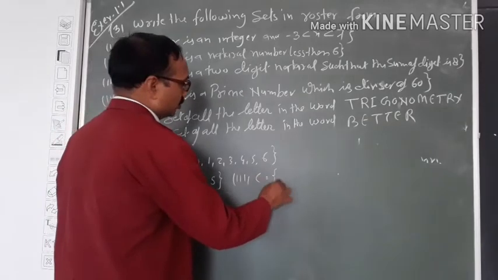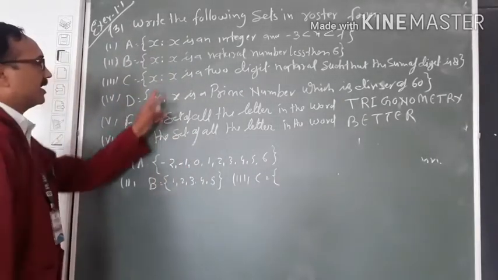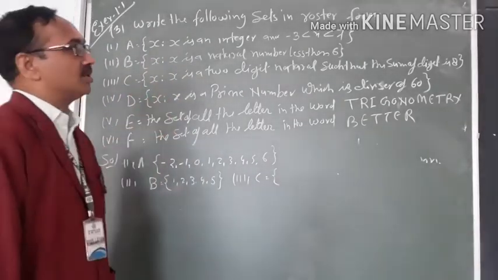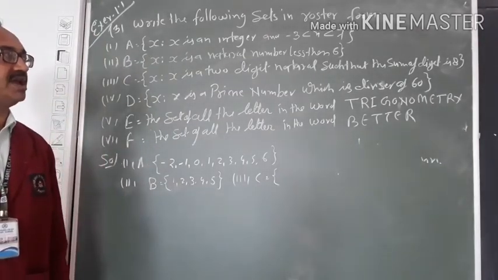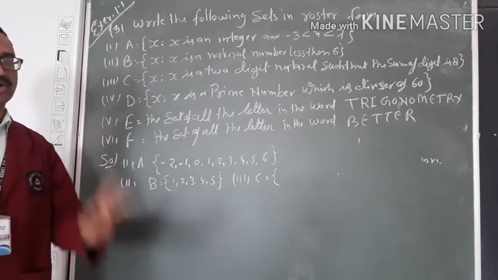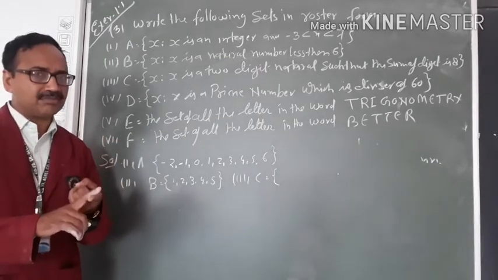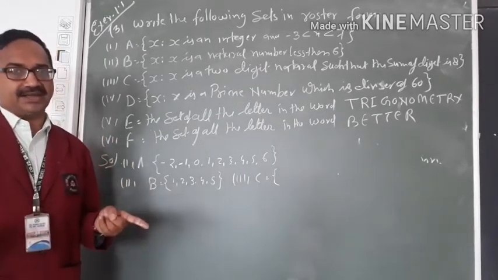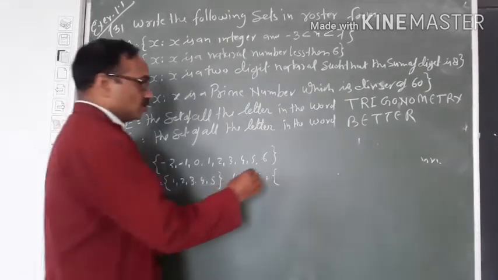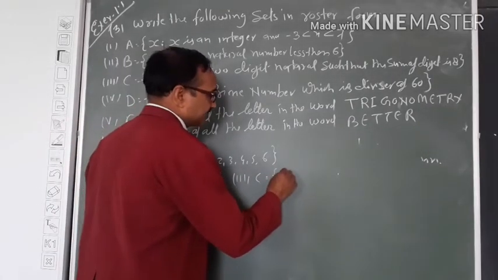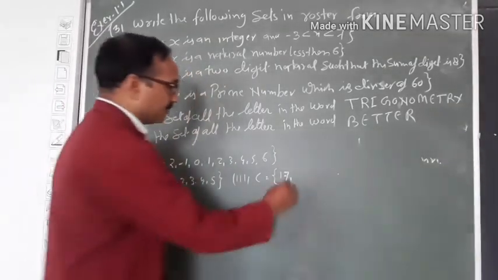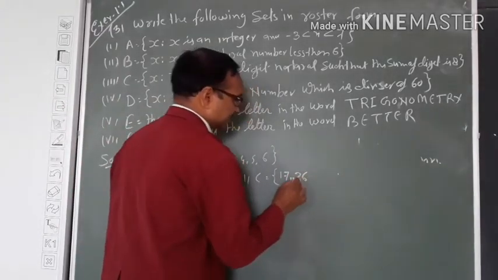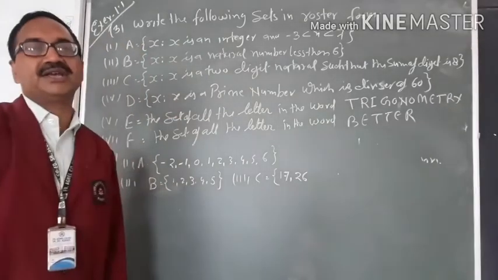Part C, the third part. X such that x is a 2-digit number such that the sum of digits is 8. 2-digit numbers start from 10 to 99. Okay? So the first number whose sum of digits is 8 is 17, because 1 plus 7 is 8. The second number is 26, whose sum of digits is 8.